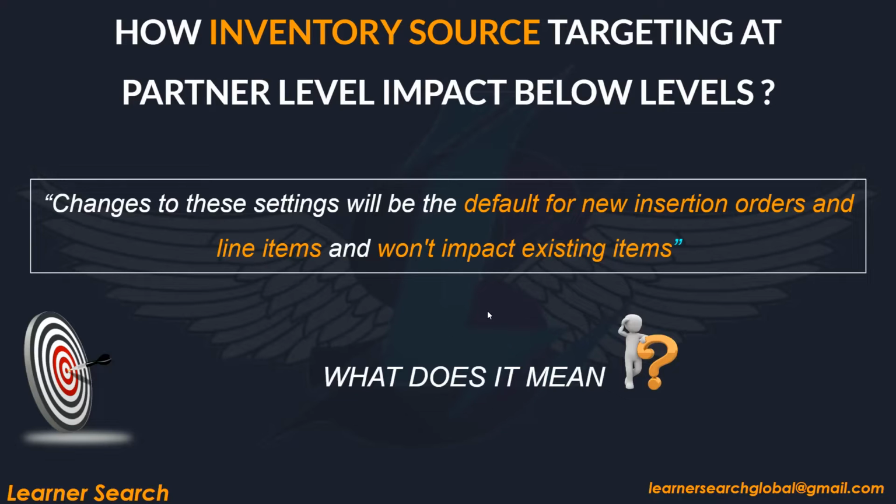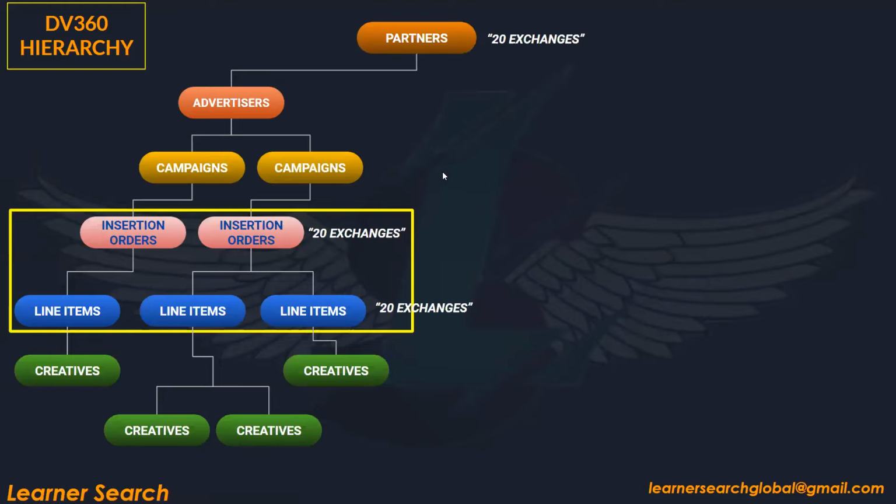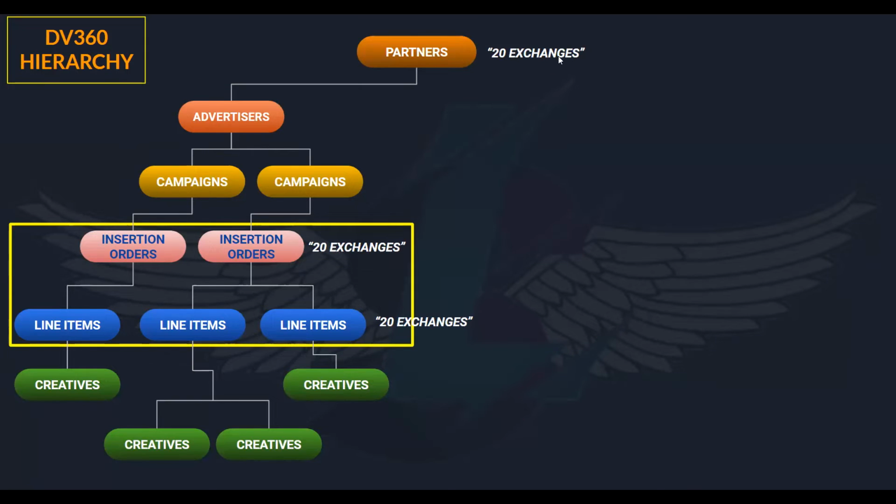So we shall take an example and look into that. This is the DV360 hierarchy, where it has partners, under that advertisers are created, then campaigns, under that insertion orders, line items, and creatives. Let's assume at partner level, when you create, you give 20 exchanges. When you start creating the campaign, you create advertisers, then campaigns and insertion orders. So what happens is, insertion orders and line items will also inherit. Below levels inherit the settings from the above level. So since partner level is targeted with the 20 exchanges, the same will be repeated at insertion order and line item level.